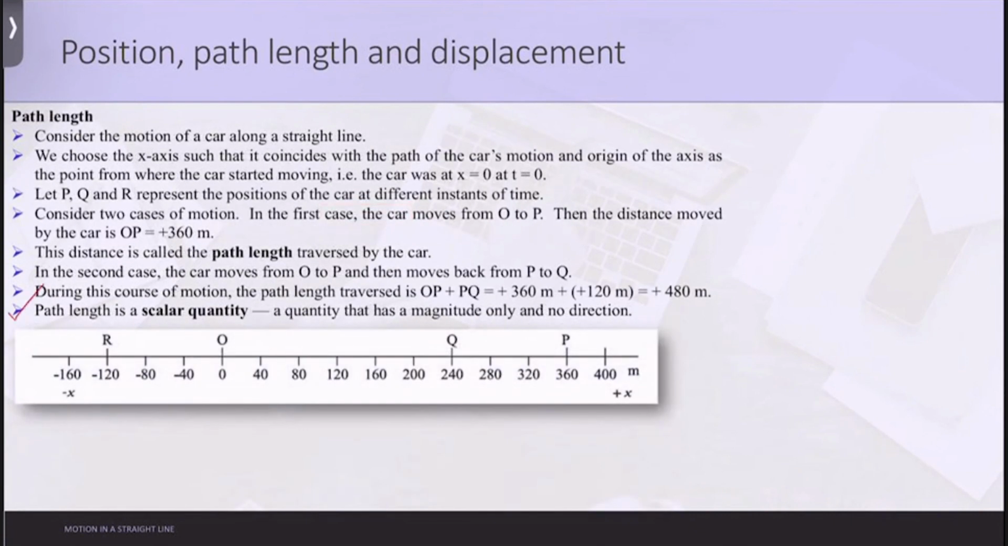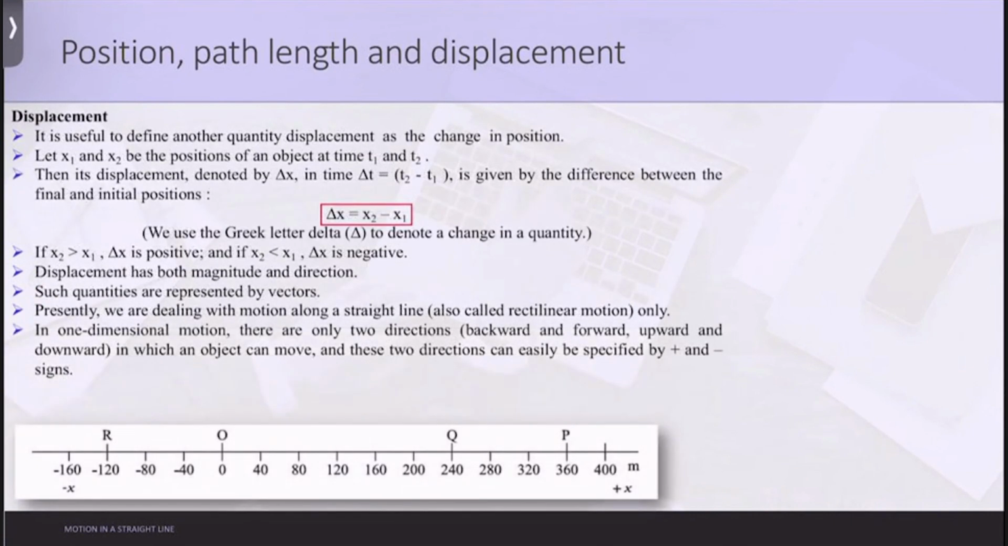Now let's move to the next topic, which is displacement. A new word comes into the picture. It is useful to define another quantity called displacement as the change in position. This also has units like meter, centimeter, etc., but it is something different from path length, which you will understand in the subsequent points. Let x1 and x2 be the positions of an object at times t1 and t2. Then its displacement, denoted by delta x, in time delta t equal to t2 minus t1, is given by the difference between the final and the initial positions.